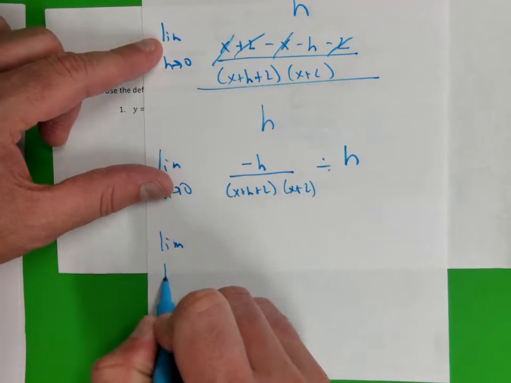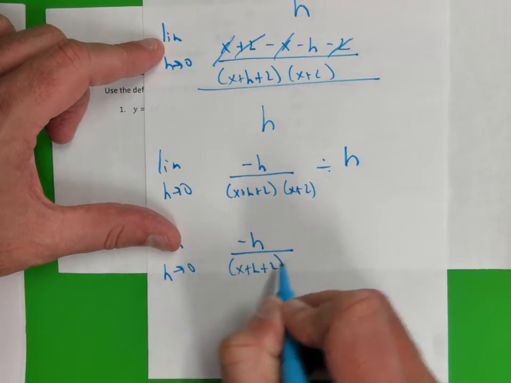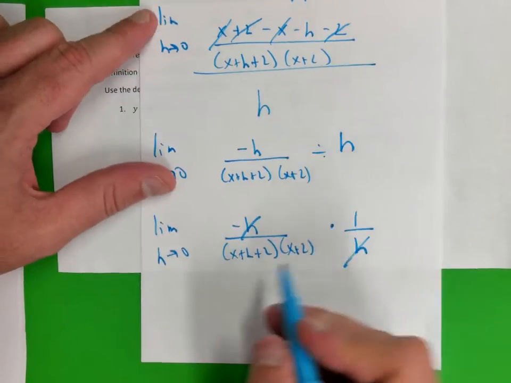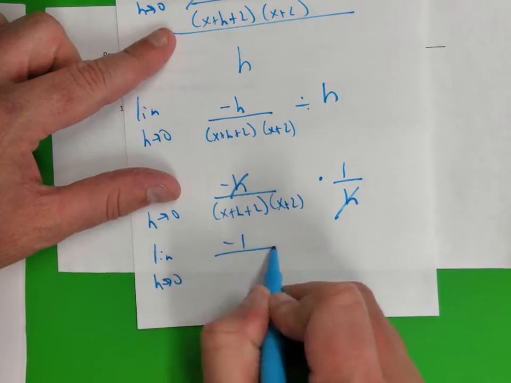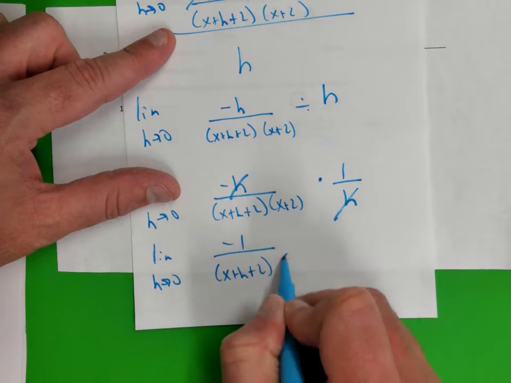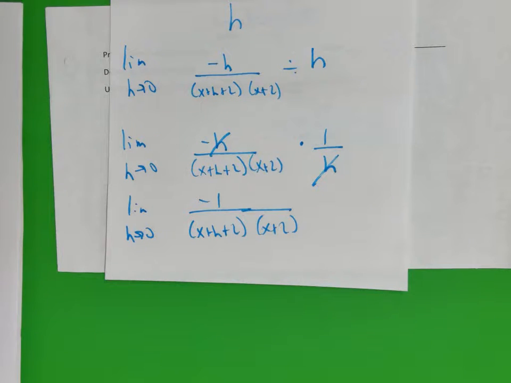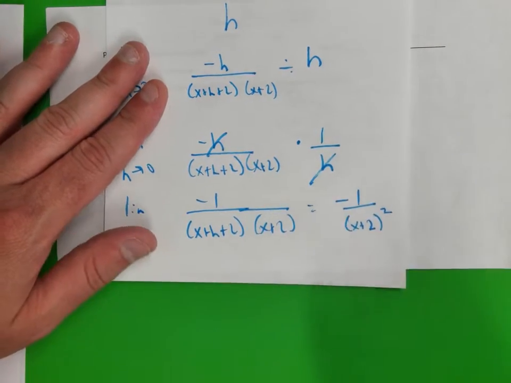Now the limit as h approaches 0 of negative h over... now what can I do with those h's? Cancel. I'm left with the limit as h approaches 0 of negative 1 over x plus h plus 2 and x plus 2. Now I'm going to try direct substitution one more time. I plug 0 in here. That will give me x plus 2 times x plus 2. What's x plus 2 times x plus 2? x plus 2 squared. That would be your derivative, negative 1. So my derivative would be negative 1 over x plus 2 squared.